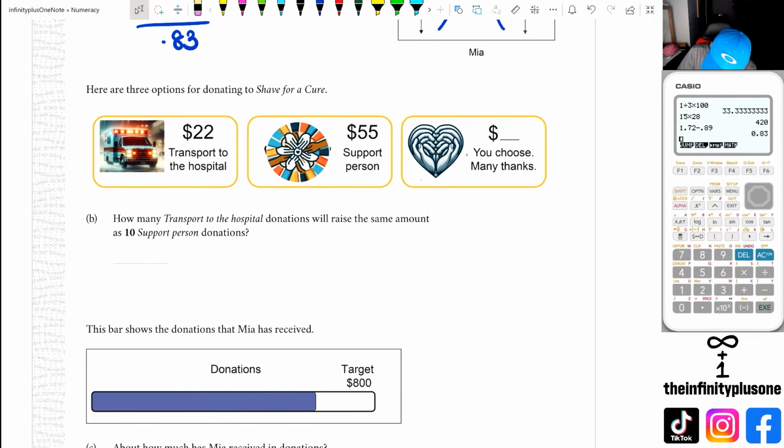So 10 support person donations is 10 times 55, which is $550. So then we've got to go $550 divided by 22. So let's go 550 divided by 22 equals 25. So then we're going to have 25 transport to hospital donations. So 25 of them is what is going to get us to $550. All right. So that's question 3B.